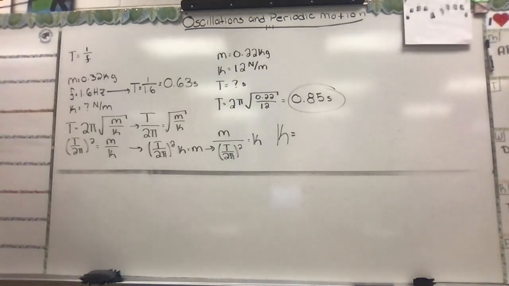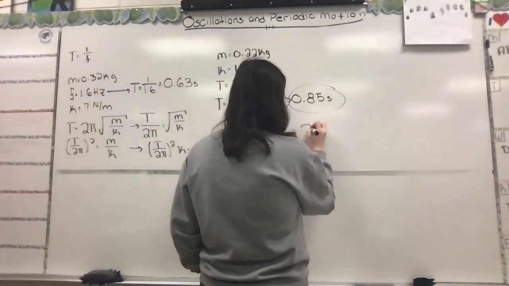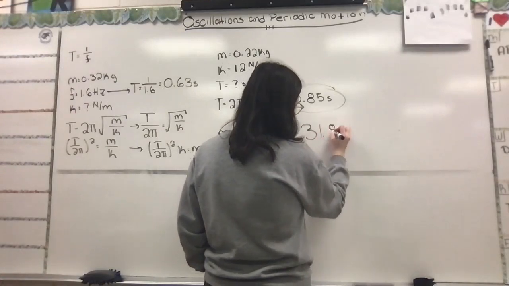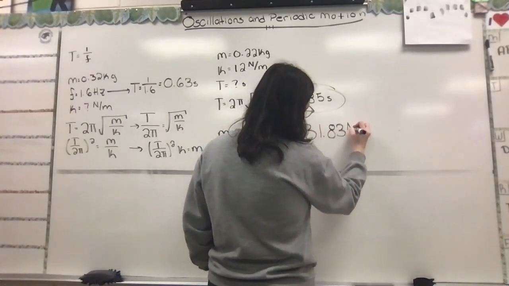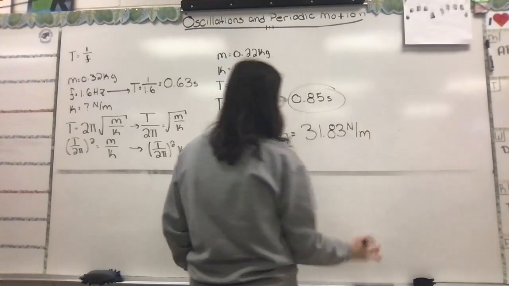What's your answer? I got 0.33. Did you guys make sure to square? I got 31.8. Or 31.83. That's the right answer. What is it? 31.83 newtons per meter.